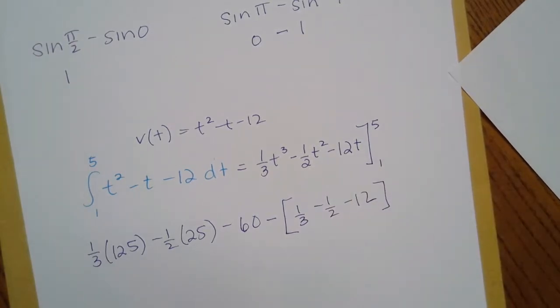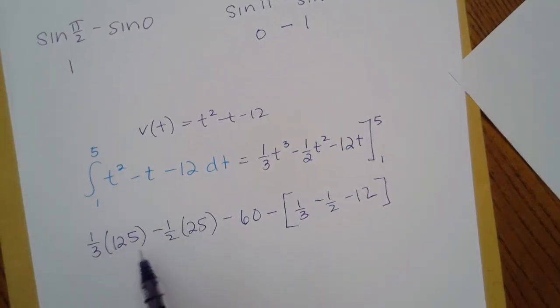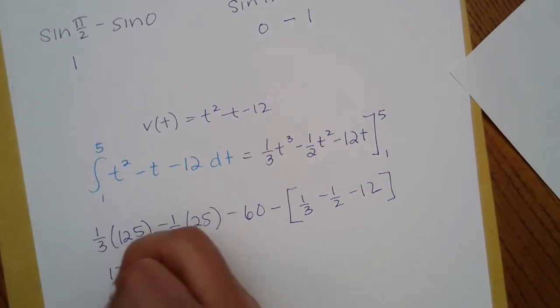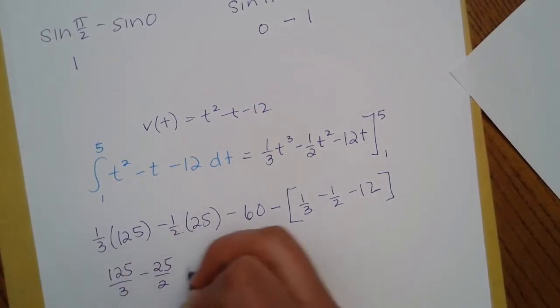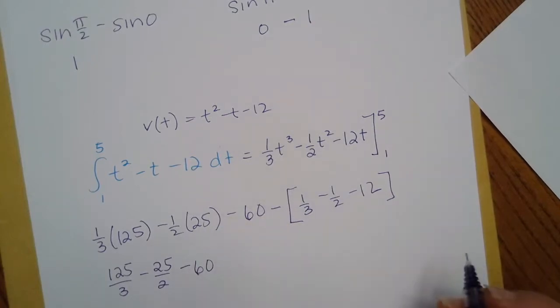All right, so what I like to do then is I'm going to write these as improper fractions first. So this is 125 over 3 minus 25 over 2 minus 60.